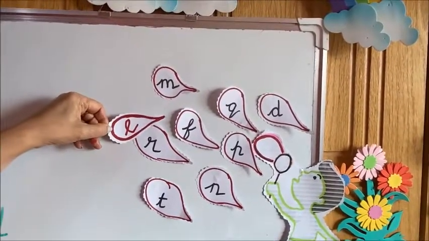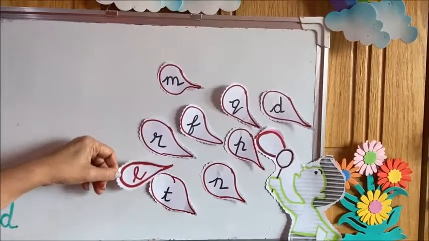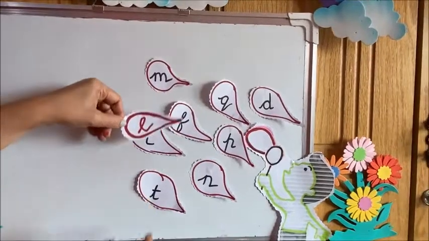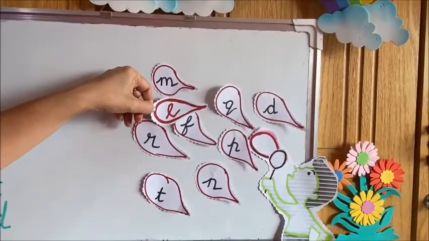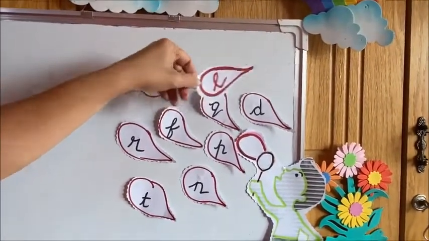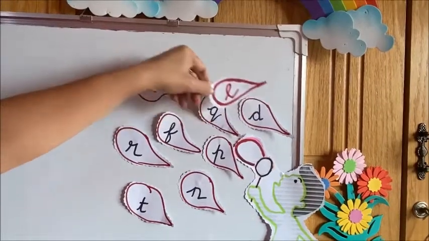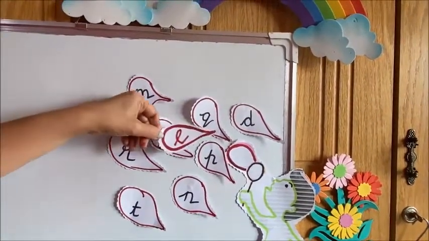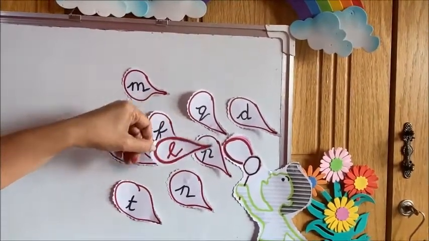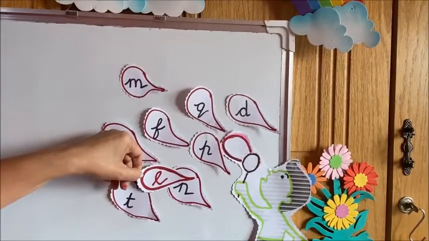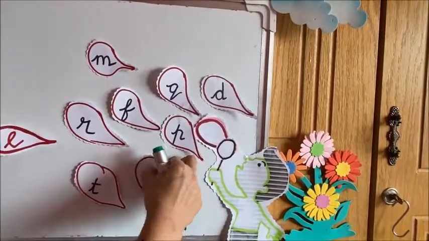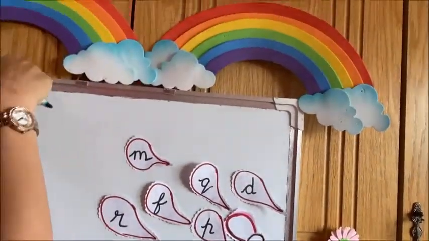E and R, R doesn't make a good family. ET, it is already made here, isn't it? So it doesn't want to take T. E and F, F, not good. EQ, again not very good. ED, already it is here, ED family. Is going to see EP, EP, not good. E and N, N. Now this E wants to take this bubble and wants to make a family.